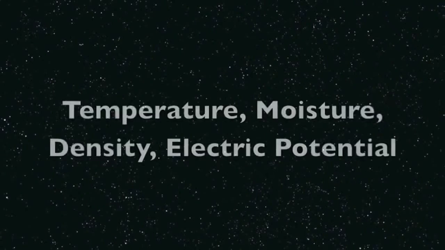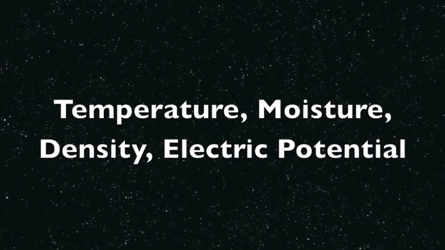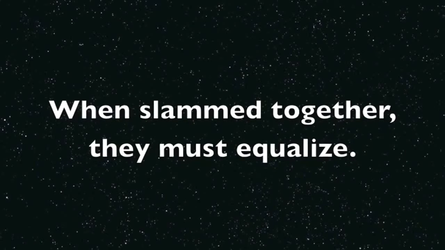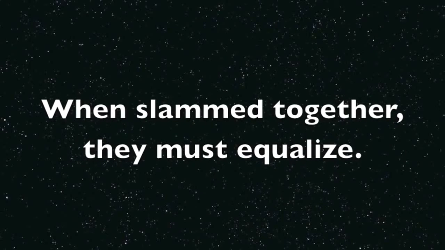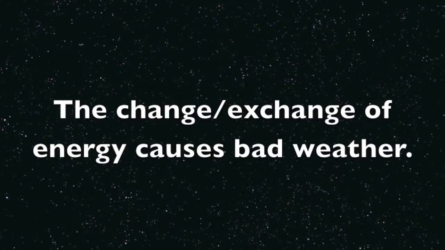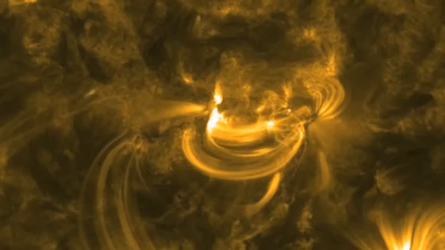The convergence lines combine air of differing temperature, moisture, density, and electric potential. Basic fluid dynamics dictates that an equilibrium must be found. Basic chemistry dictates that this rapid change in characteristics can be accompanied by the release of energy, which we feel on the ground below as bad weather.